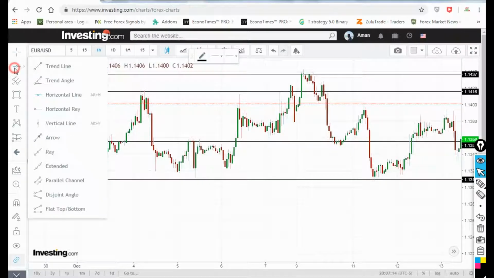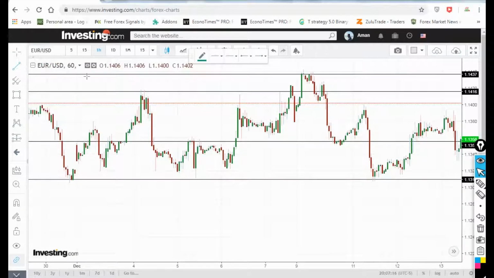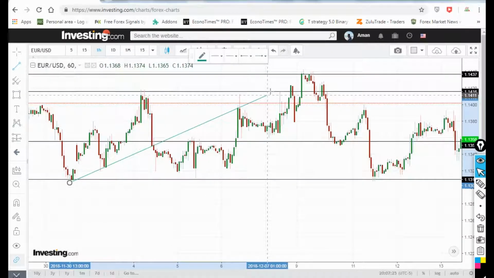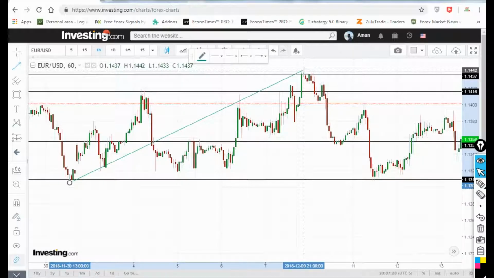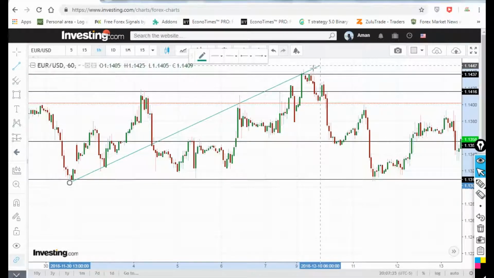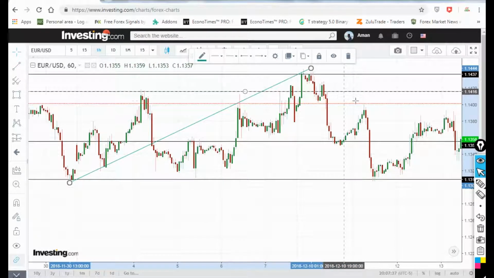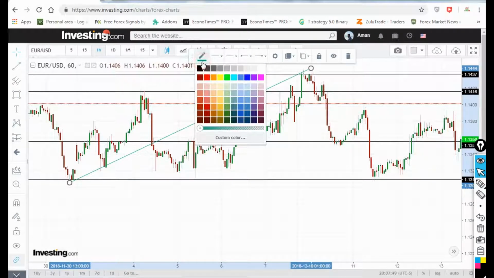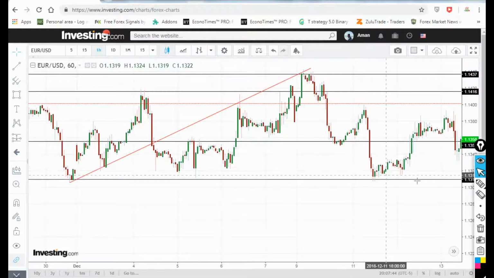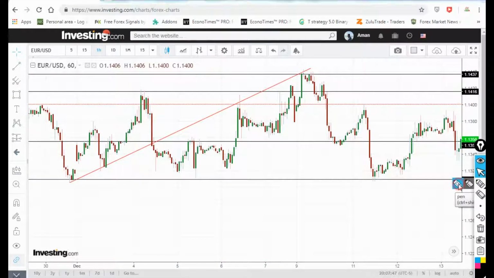Now we're not taking horizontal lines, we're taking a trend line. Okay, now we see here that the market goes from here to here, right? Like you sketch a trend line here like this. Okay, now we take this in red color, easy to understand. Now in this part, same theory.